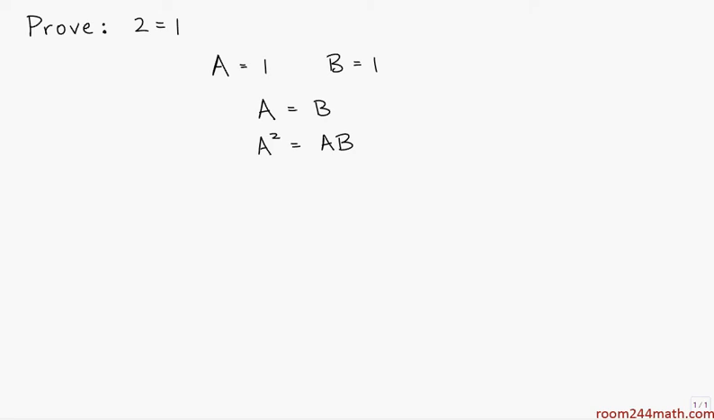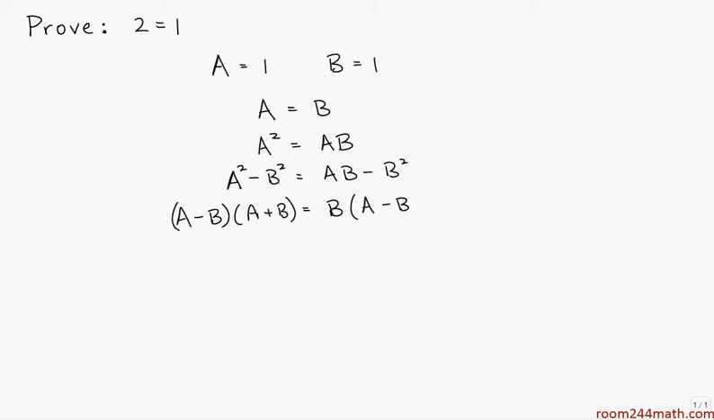Now, if I subtract the same thing from both sides of the equation, it still should be a valid equation. If I subtract b squared from both sides, I have a squared minus b squared on the left, and ab minus b squared on the right. Now, the left-hand side can be factored because that's just a difference of squares. It factors as (a minus b)(a plus b). The right-hand side also factors because there's a common factor of b. So you take out the common factor of b and you're left with a minus b.